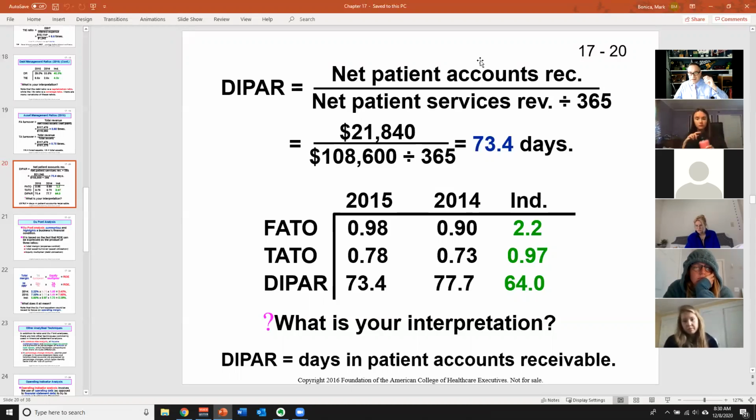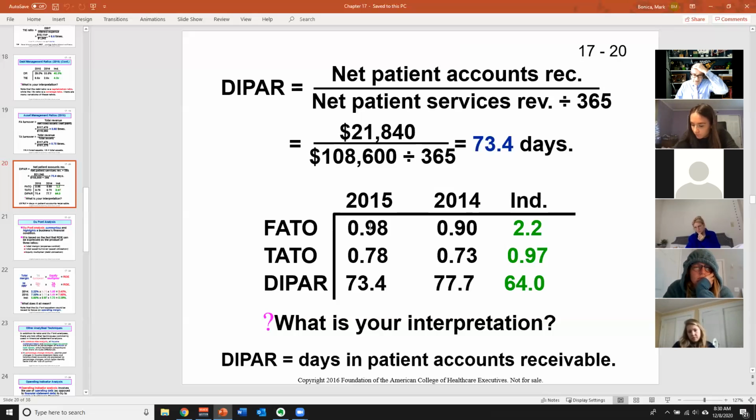And so we take the total amount of accounts receivable that we're sitting with, and we divide it by the revenue per day. That gives us an approximate amount of days of revenue that are sitting unpaid, right? And so that's why we want to drive that number down. So this organization is a little high relative to the industry standard. So again, we're going to look at everything in terms of an industry standard and then comparing ourselves to ourselves.